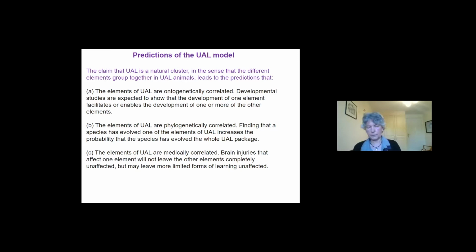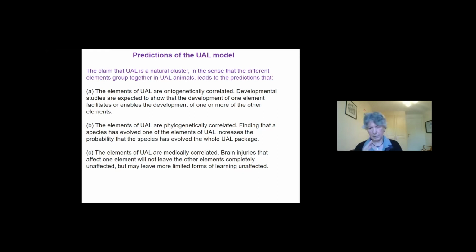We also predict that the elements of UAL, of unlimited associative learning, are phylogenetically correlated. So if we found that a species has evolved one of the elements of this unlimited associative learning, this increases the probability that the species has evolved the whole package. It doesn't necessitate it. It increases the probability that it does. Why doesn't it necessitate it? This is because evolution is complex and there are all kinds of dissociations that are possible. But basically, this is a strong expectation of ours.